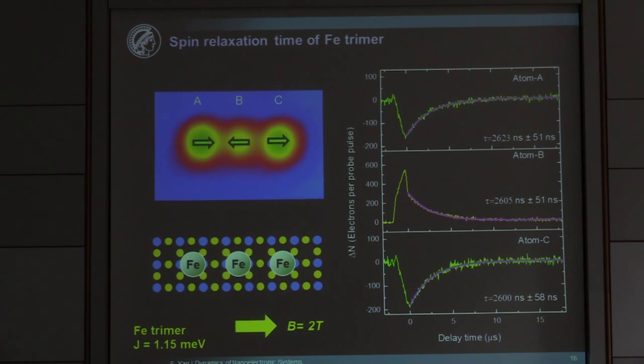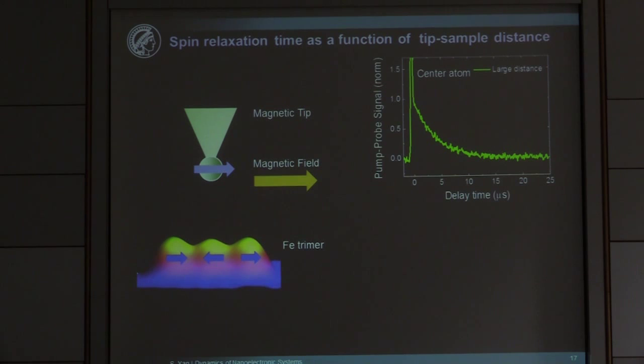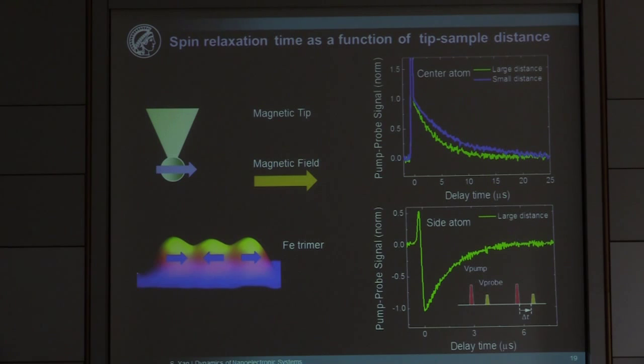The interesting thing we found is that when you are measuring on the center atom of the iron trimer and you move your tip closer, the lifetime becomes longer. If you park your tip on the side atom and do the same measurement, moving it closer, you will see the lifetime become shorter and shorter. For the center atom it's simple: the more you approach, the longer the lifetime becomes.